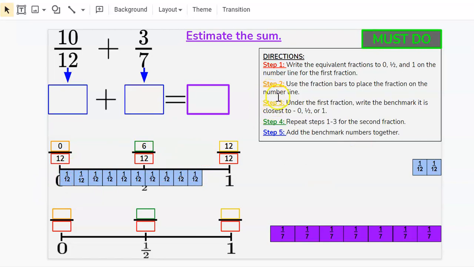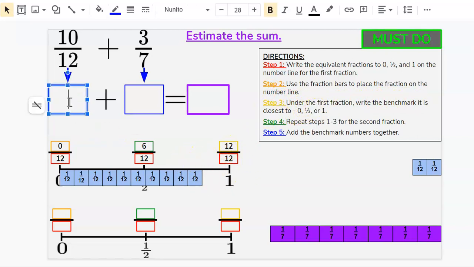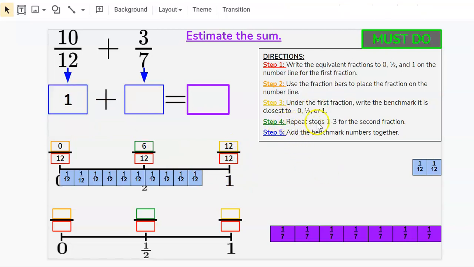So step 3 says, under the first fraction, write the benchmark it is closest to, 0, 1/2, or 1 whole. Well, it's closest to 1 whole, so right here I'm going to put the number 1. Step 4 says repeat steps 1 through 3 for the second fraction. Well, here's my second fraction, 3/7.